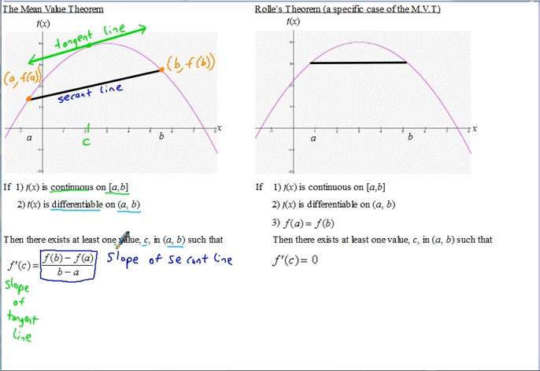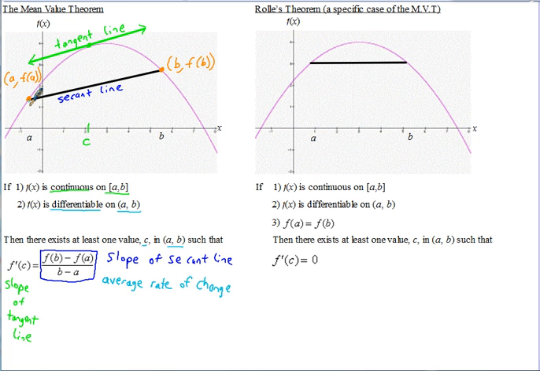Now this f of b minus f of a over b minus a also has another name besides just being the slope of the secant line. It's also referred to as the average rate of change. And the rate of change is another word for derivative or slope. So this is the average derivative or average slope on this interval. So if we were to average all these slopes of all the tangent lines on this interval from a to b, it would be the same as the slope of the secant line. That's also the average rate of change. So there has to be one place where the derivative equals the average.